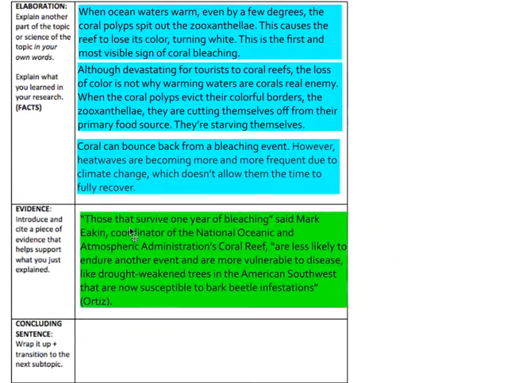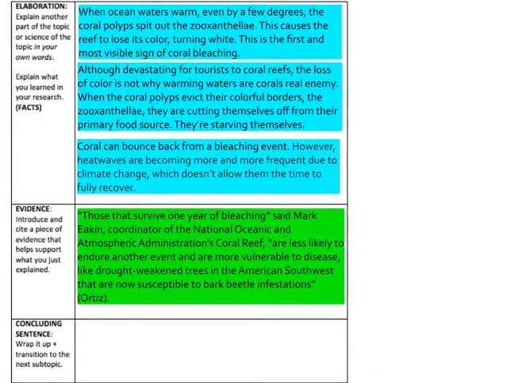So I actually have two here. You're welcome to just choose one, but here's my first one. It's another piece of testimony. "Those that survived 1 year of bleaching," said Mark Aiken, coordinator of the National Oceanic and Atmospheric Administration's Coral Reef, "are less likely to endure another event and are more vulnerable to disease, like drought-weakened trees in the American Southeast that are now susceptible to bark beetle infestations."